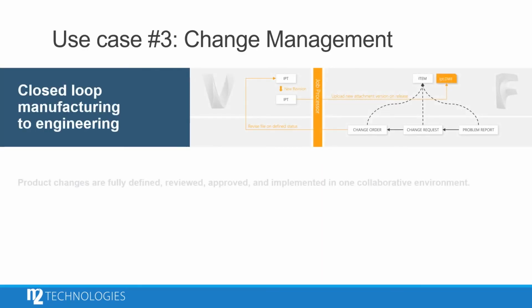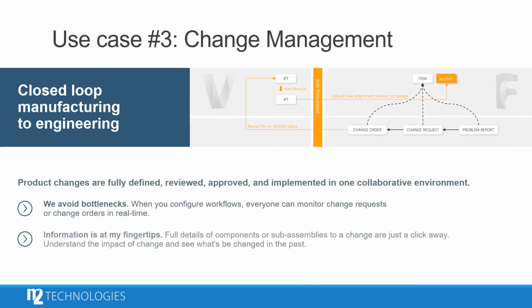The third key case demonstrates Fusion Lifecycle Change Management. The PLM keeps work flowing regardless of the design change. Product changes are fully defined, reviewed, approved, and implemented in one collaborative environment. The change information is visible to key stakeholders, and everyone can monitor the change in real time. Furthermore, full details of components or subassemblies to change are available, and stakeholders can fully understand the impact of the change and can see what's been changed in the past.